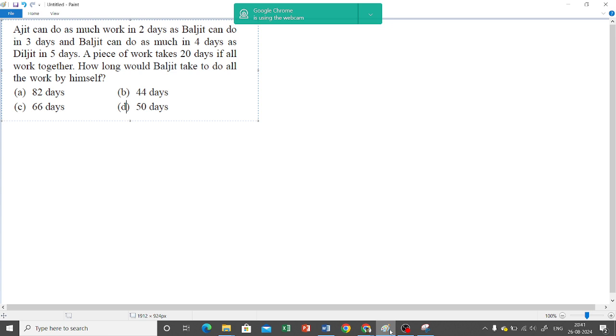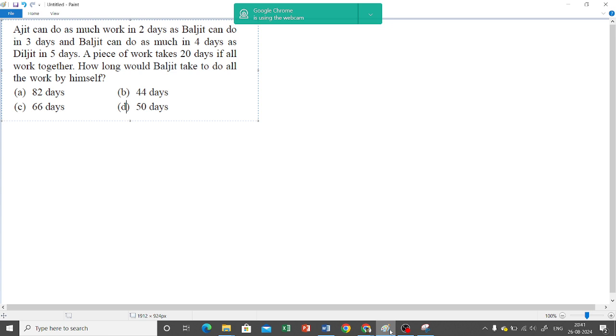So Ajit can do as much work in 2 days as Baljit can do in 3 days, and Baljit can do as much in 4 days as Diljit in 5 days. A piece of work takes 20 days if all work together. How long would Baljit take to do all the work by himself?